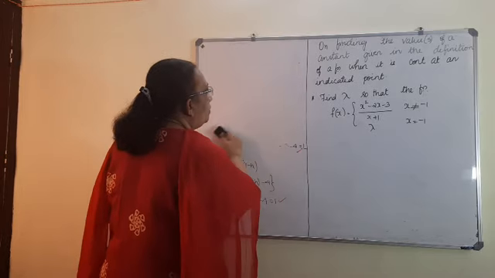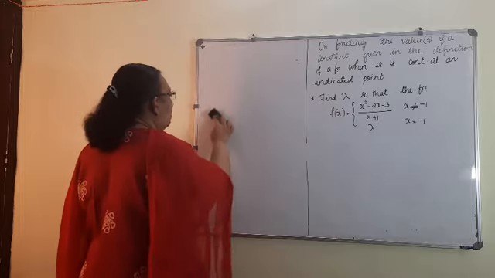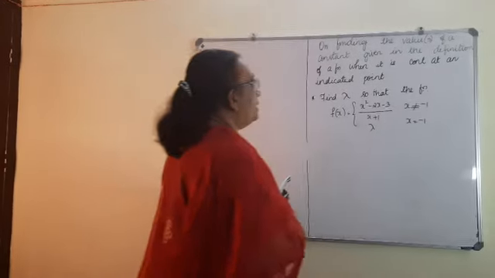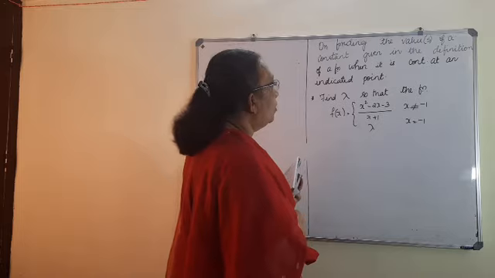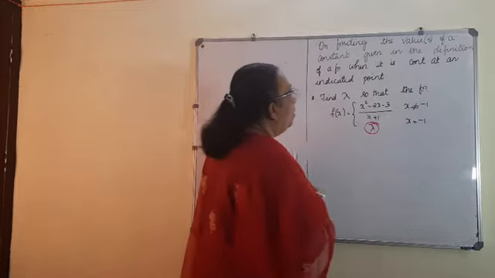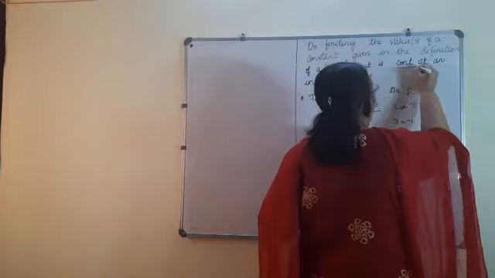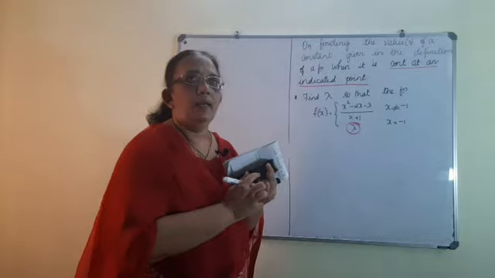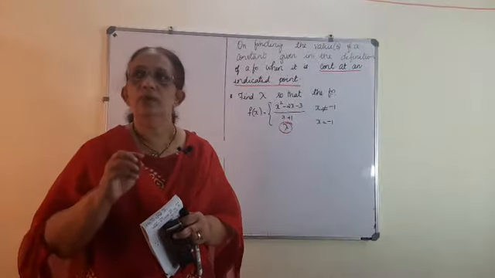On finding the value or values of a constant, sometimes it can be values of a constant given in the definition of a function when it is continuous at an indicated point. So, here you see in this question the constant is lambda. In the definition, it is continuous at an indicated point. Already it is given that it is continuous at an indicated point. Continuous means left limit, right limit and value of the function are equal.